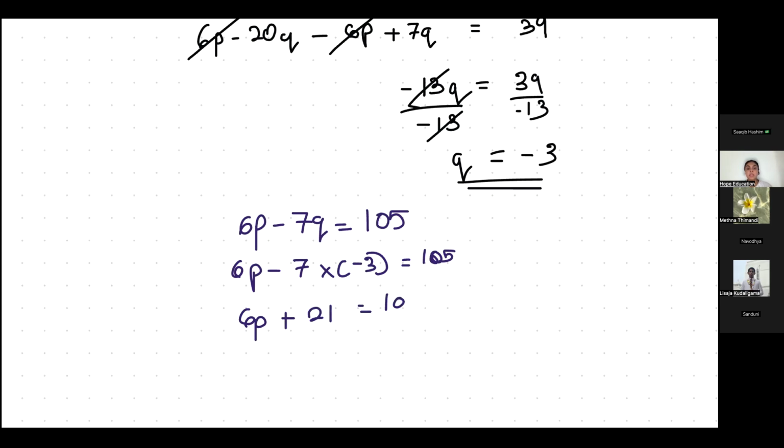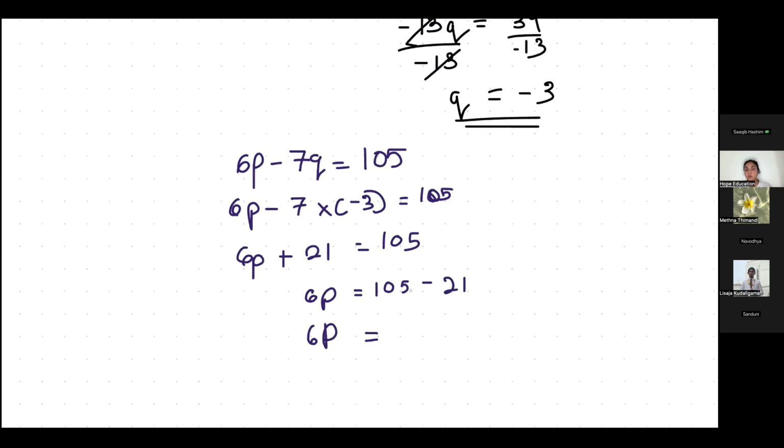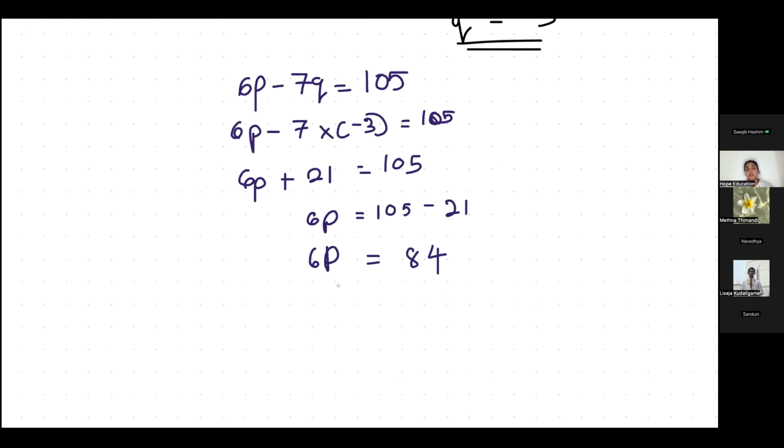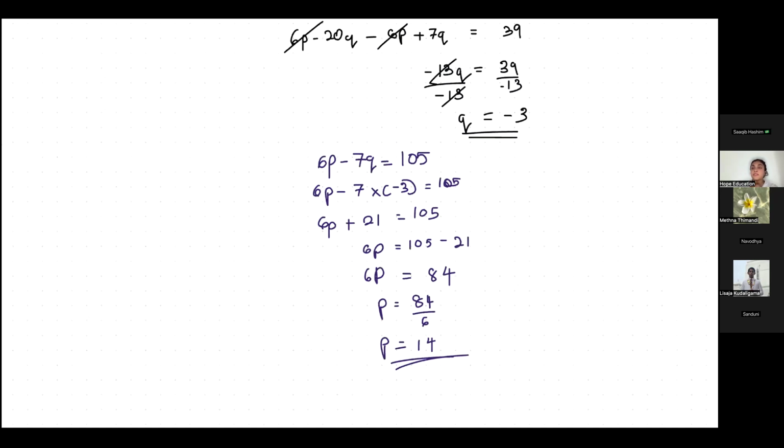That 6p equals 105. This 21, when I bring it to the other side, it becomes minus. So 6p equals 105 minus 21, which is 84. Then I divide both sides by 6. So p equals 84 divided by 6. That would be 14. Is this clear to you? Did all of you get this answer?